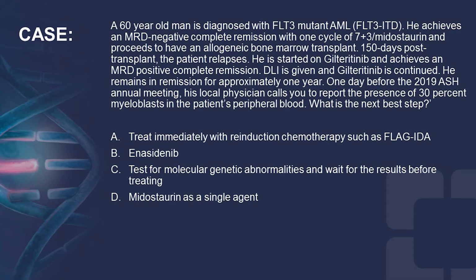One day before the 2019 ASH annual meeting, his local physician calls you, me, to report the presence of 30% myeloblasts in the patient's peripheral blood. What is the next best step? A, treat immediately with reinduction chemotherapy such as FLAG-IDA. B, enasidenib. C, test for molecular genetic abnormalities and wait for the results before treating. Or D, midostaurin as a single agent.